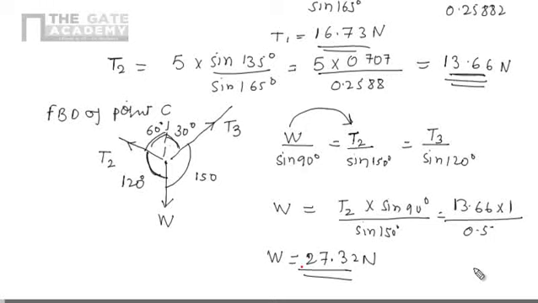So in this way we can easily find out the value of W with the help of Lami's theorem. But for solving this problem, make sure whatever angles we are taking, it should be the correct angle. Just think about the angles, what are the different angles and what are the values, and by applying Lami's theorem, you can easily find out the value of W.